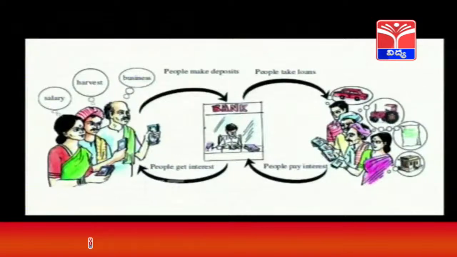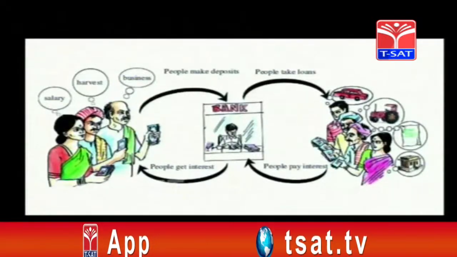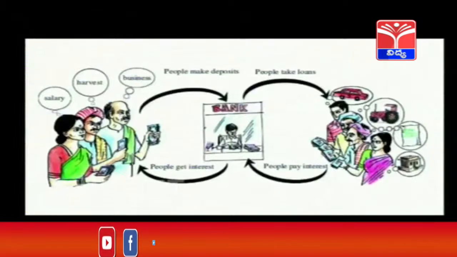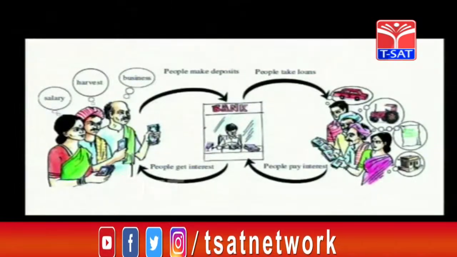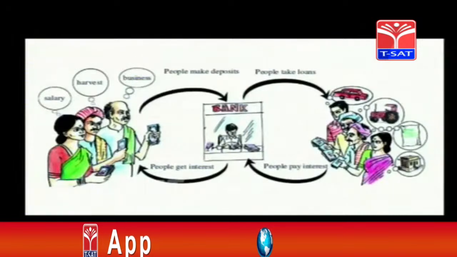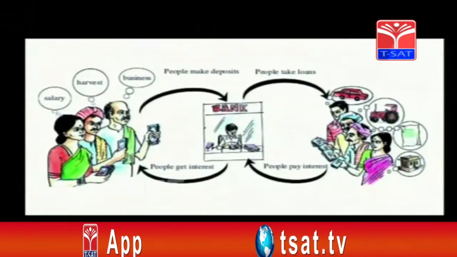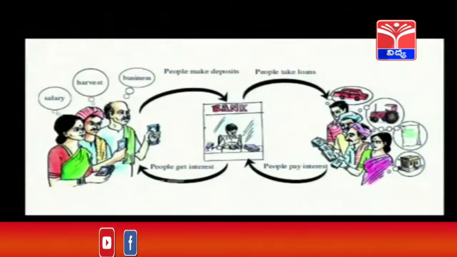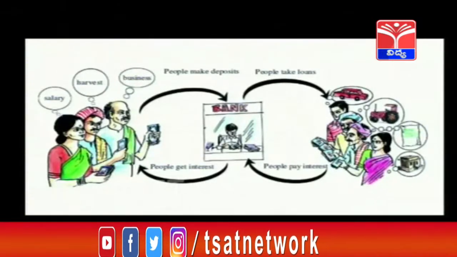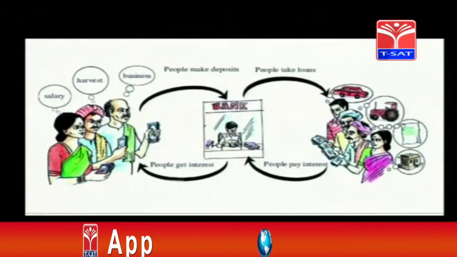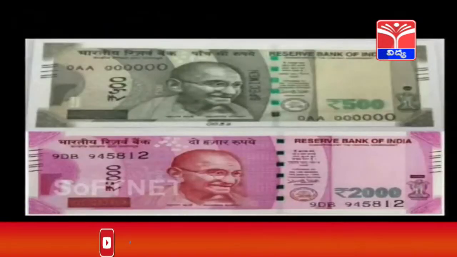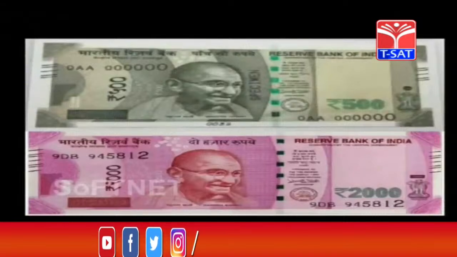Here, people may deposit: salaried persons, farmers after harvesting, and business persons. People are depositing their money in banks. Employees deposit their salary, agriculture farmers deposit their money in the bank, and business persons also deposit their money in banks. On their deposits, they are getting interest also. Currency, paper currency, 500 notes and 2000 notes.